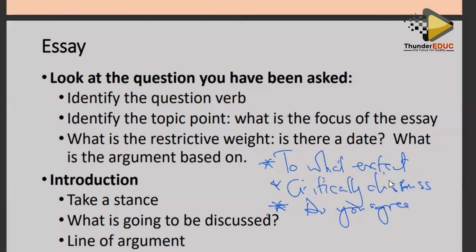So identify the question verb, identify the topic, the focus of the essay. We know our essays in paper 1 and paper 2, right? What is the restrictive weight? Is there a date, or is there an argument it is based on? If there's a date, maybe it's talking about the Black Consciousness Movement between a given set of years, or it's talking about the Vietnam War between a given set of years. Yes, you must also pay attention to the time frame so that you don't go outside the prescribed time frame of the question.